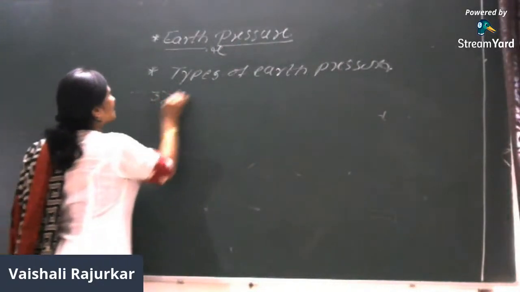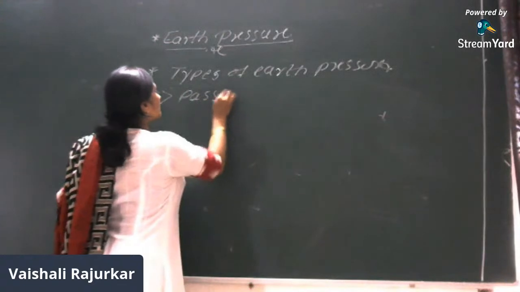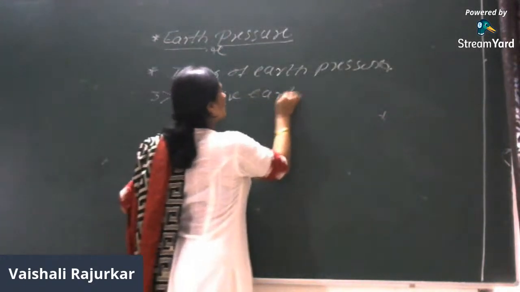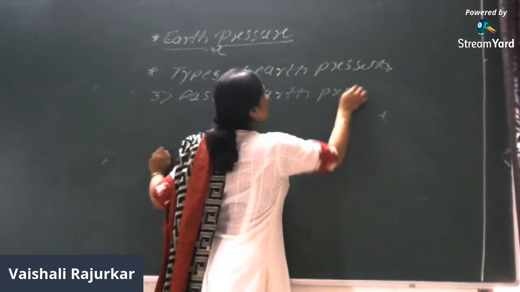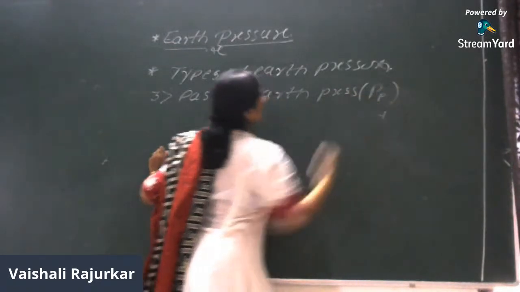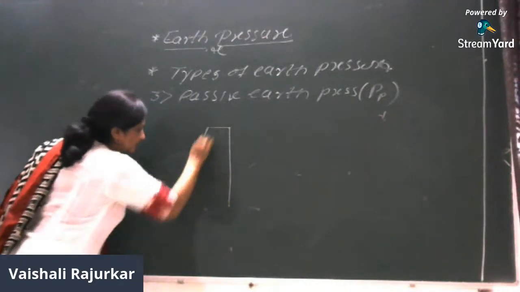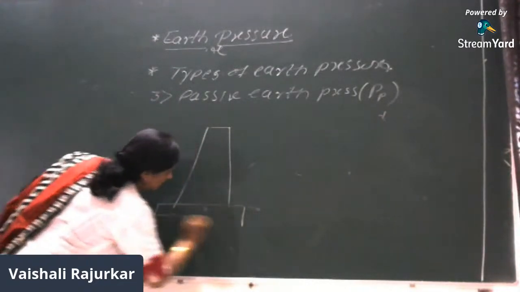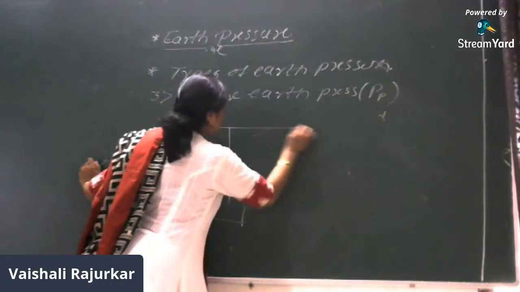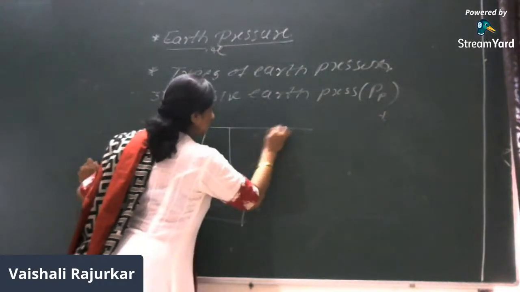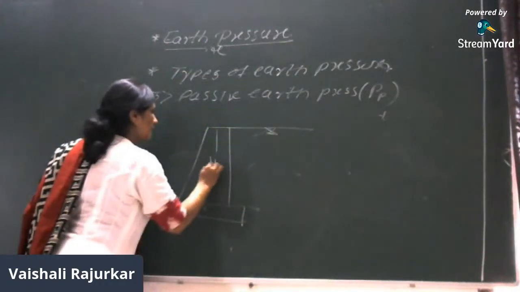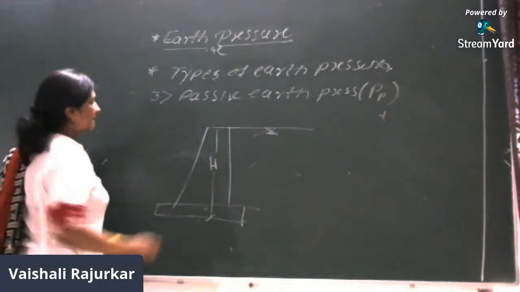Third is passive earth pressure, which is denoted by PP. Again, the same diagram we considered, and consider the same diagram.